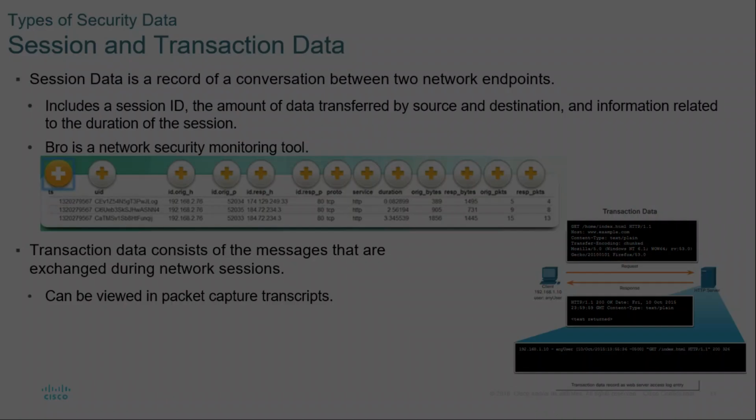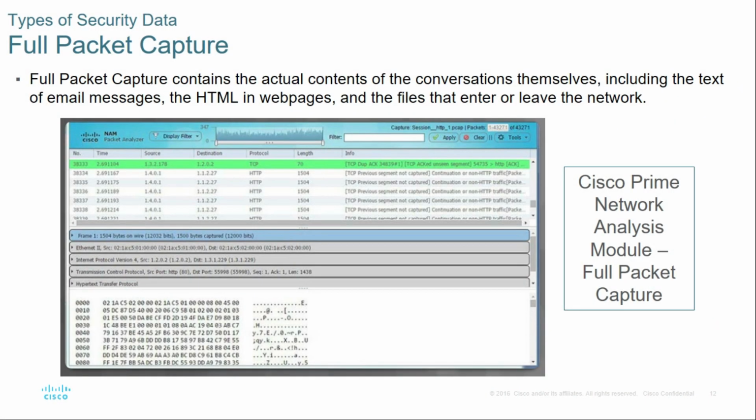This is the best: full packet capture. Full packet capture contains the actual content of conversations themselves, including the text of email messages, web pages, and files that enter or leave networks.